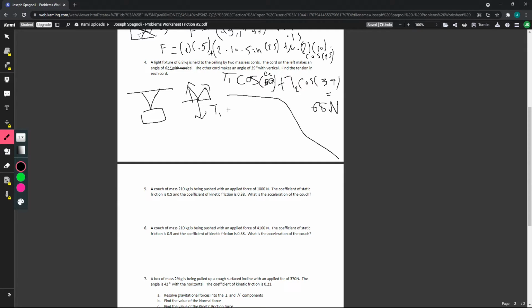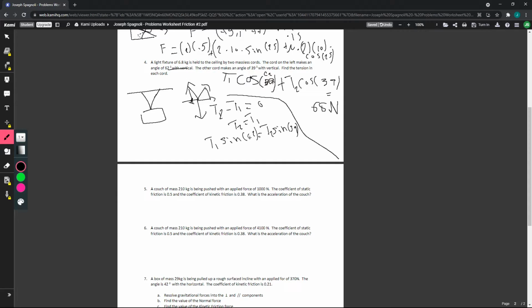To put this in better terms, we could say that T2 is going in the positive direction, and T1 is going this way. We can say T2 minus T1 is equal to 0, because the object is not moving, meaning T2 is equal to T1. So, knowing that, you could say T1 sine of 62 is equal to T2 sine of 39.